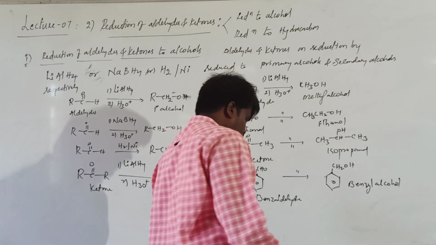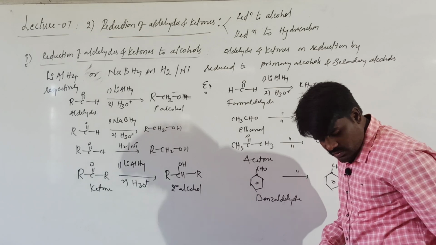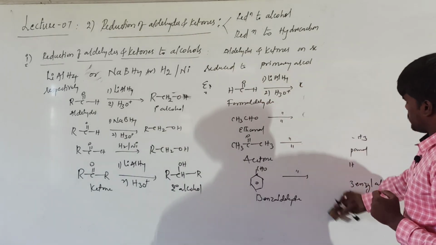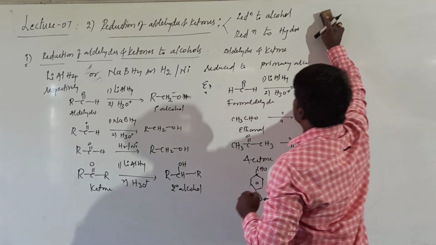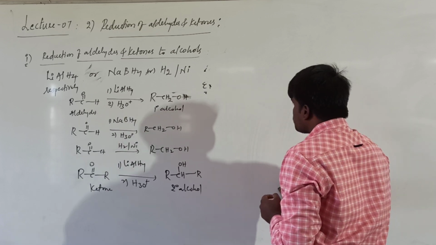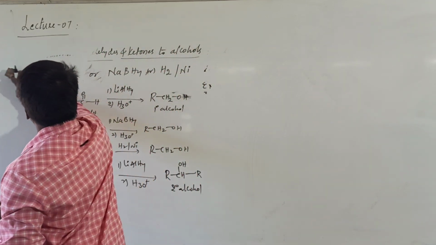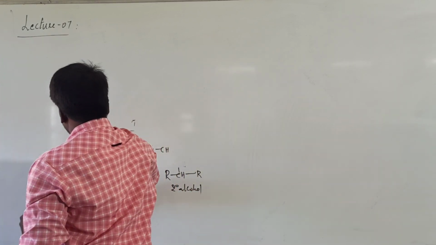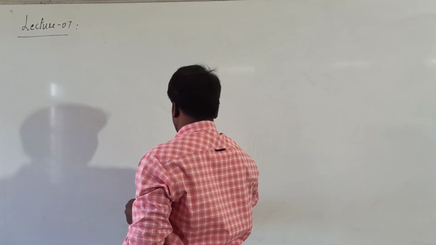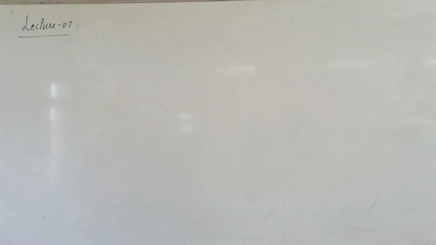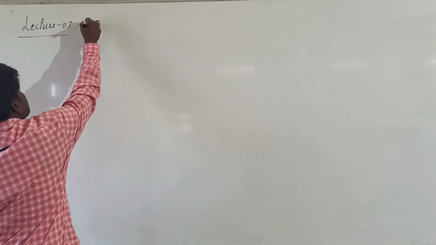This is the first reduction of aldehydes and ketones to the corresponding alcohols. Now we will see the second one. What is the second reduction?